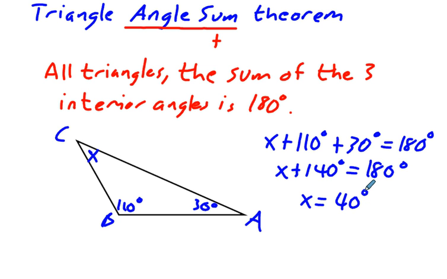Okay? Then we can go back and check that by adding all three of those up. 40 plus 30 is 70, plus the 110 gives me 180. So that's a basic, simple problem using this angle sum theorem. Okay?